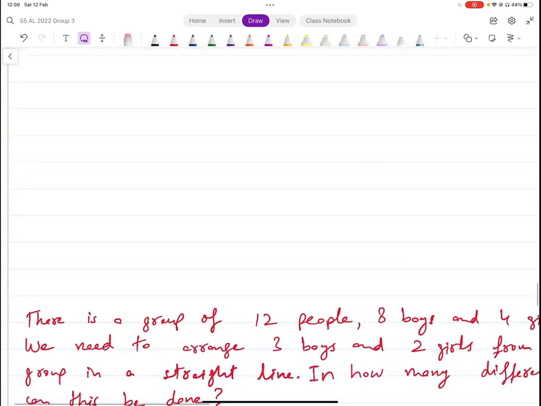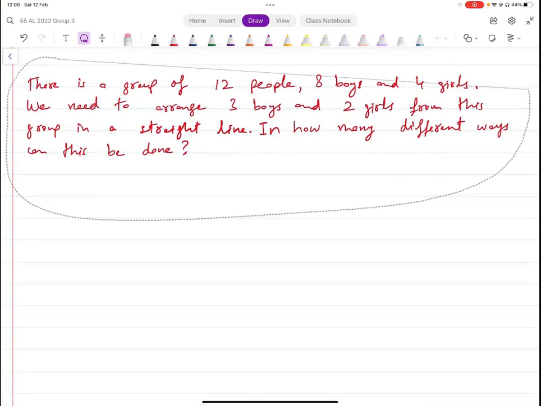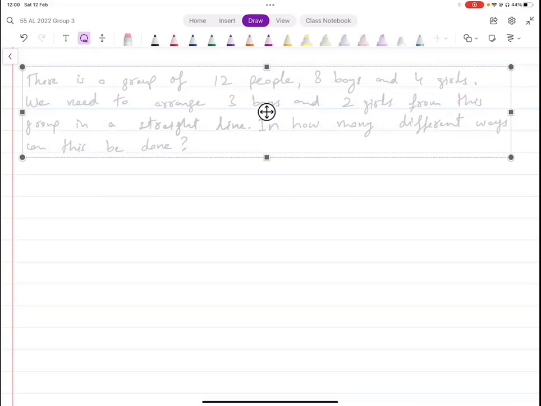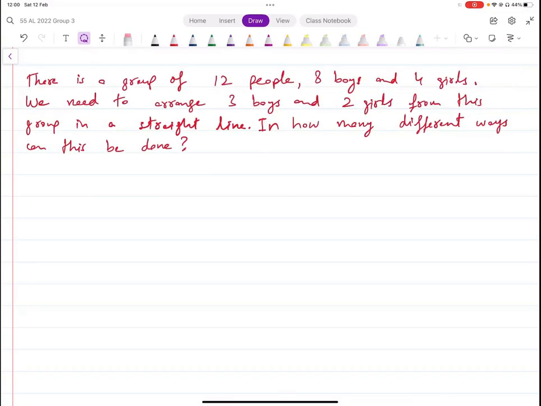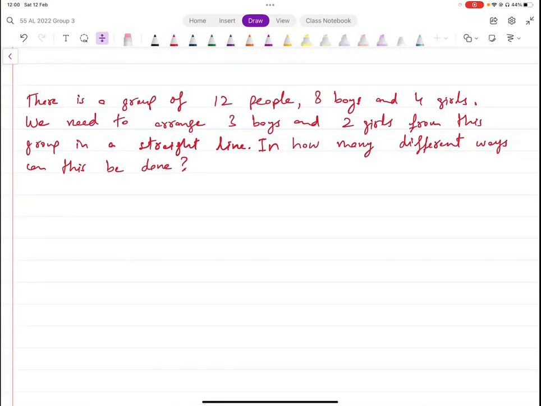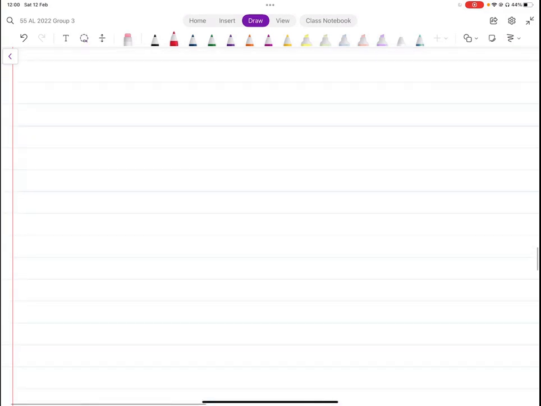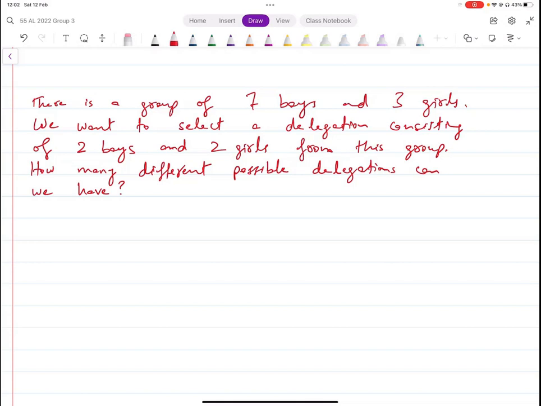Let's take an example of combinations now. So there's a group of 12 people, 8 boys and 4 girls. We need to arrange 3 boys and 2 girls from this group in a straight line. In how many different ways can this be done? So before I actually do this, let me make it simpler. Let's take another example before this. There's a group of 7 boys and 3 girls. We want to select a delegation consisting of 2 boys and 2 girls for some event, right? How many different possible delegations can we have?